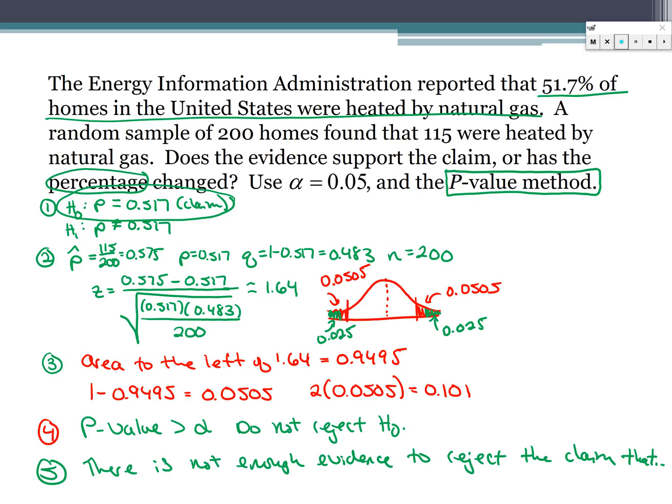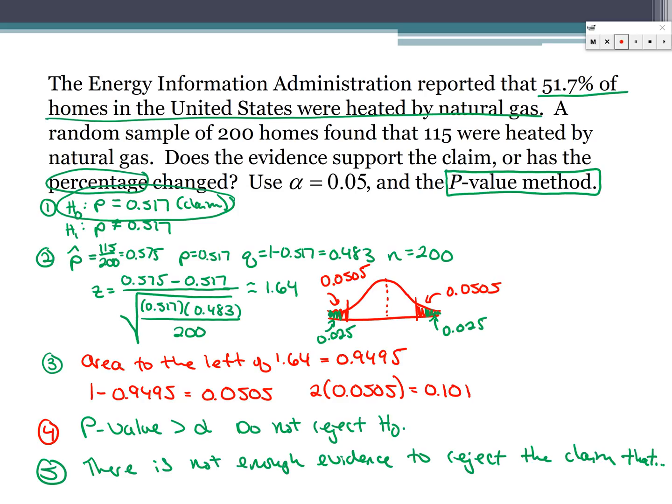You just have to restate your claim. I'm out of space at the bottom. I run into my little toolbar down there. So the claim that 51.7% of homes in the United States are heated by natural gas. That would be how you just rephrase your claim.